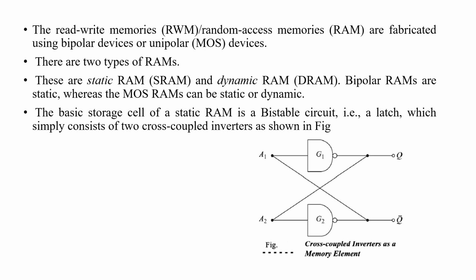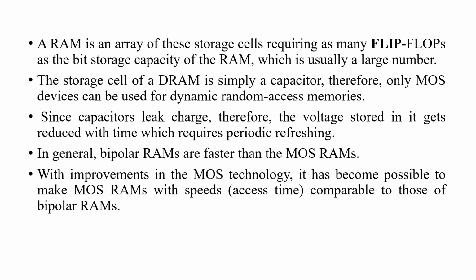The basic storage cell of a static RAM is a bistable circuit. A bistable circuit is a latch which simply consists of two cross-coupled inverters as shown in this figure. The output of the first inverter is connected as input to the second inverter, and the output of the second inverter is again connected to the input of the first inverter. So this serves as a basic bistable circuit or latch. This is the basic storage cell of a static RAM. A RAM is an array of these storage cells, requiring as many flip-flops as the bit storage capacity of the RAM, which is usually a large number.